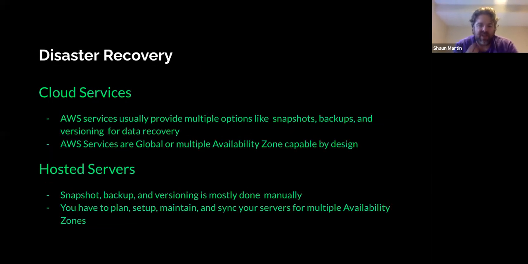And then disaster recovery, same kind of thing. AWS offers snapshots, backups, and versioning for data recovery for most services. And that's also true even for some of the manual ones as well. But most of the time, all that stuff in a hosted scenario, you're doing manually. And then, like I said, they're either global or multiple zone.